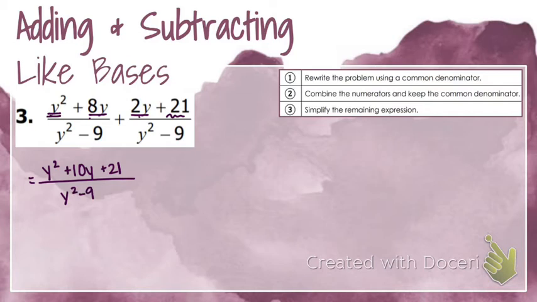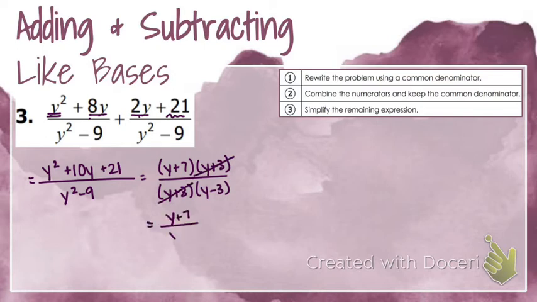Now, in order to simplify, we have to factor. You should remember this from the last assignment. So on the top, we're going to get y plus 7 times y plus 3, all divided by y plus 3 times y minus 3. And then as you can see, the y plus 3's will cancel, and we're left with y plus 7 over y minus 3.